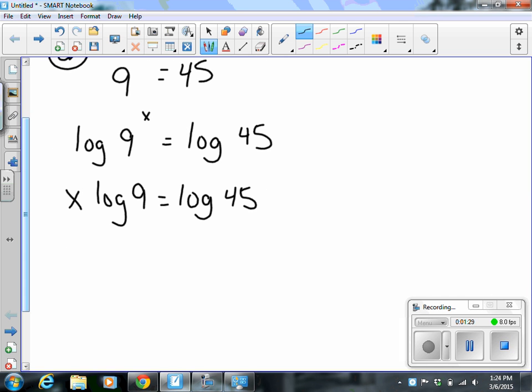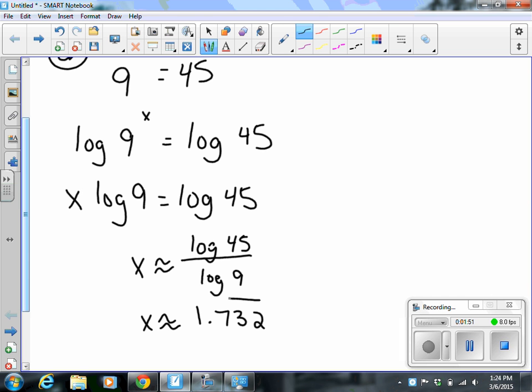So looking at this, if this were any other algebra problem, what would I do to get x by itself? I would divide by log 9. So x then is the approximation of log 45 over the log of 9. I'm just going to plug that into my calculator, and I see that x is approximately 1.732. Okay, do you see how everything is a manipulation of our logs and using those properties?